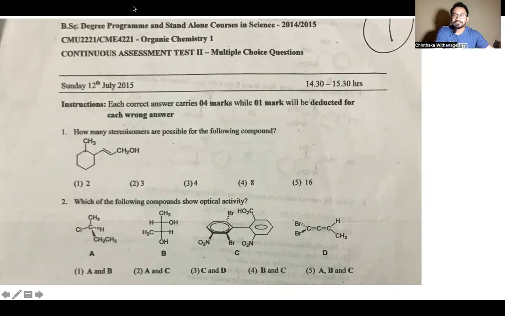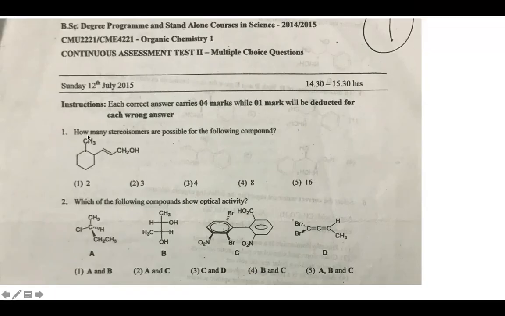Okay, then let's discuss this part. First, they are asking how many stereoisomers are possible for the following compound.